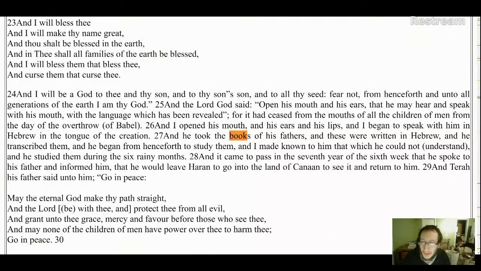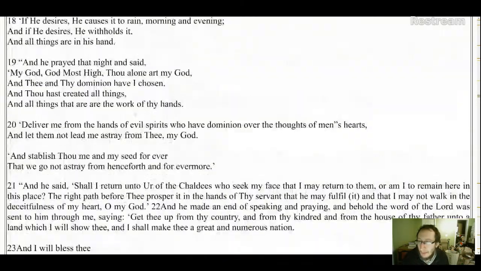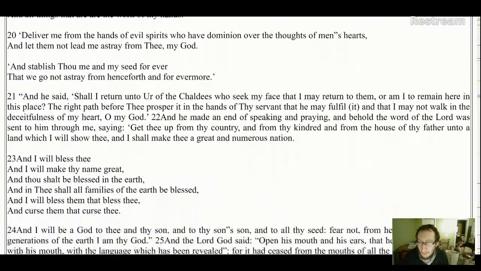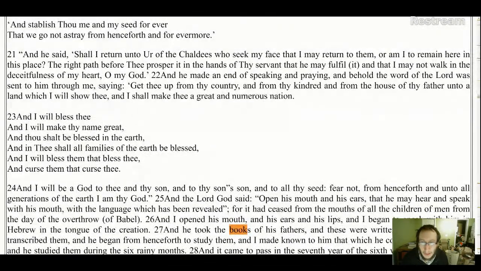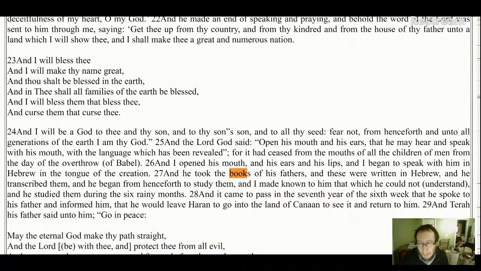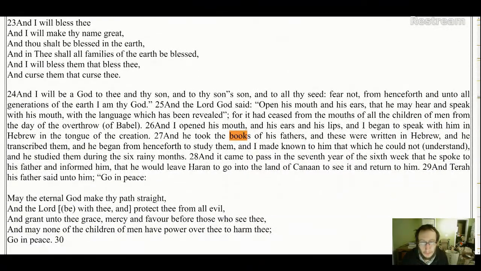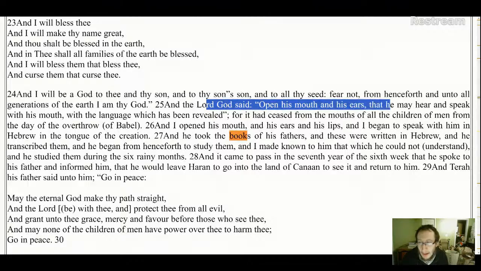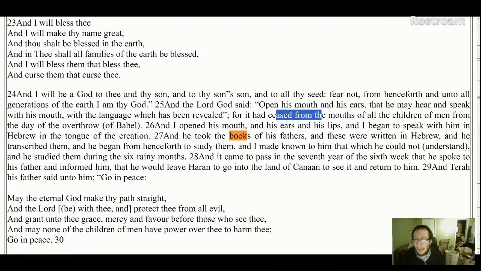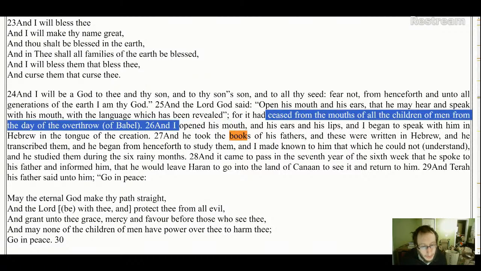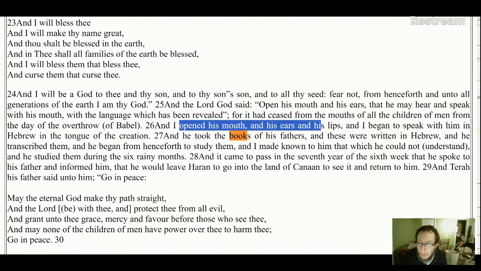Then we see Abraham. So Abraham prays to God, and then an angel comes, or God comes, and tells him that he'll be blessed. The Lord God said, open his mouth and his ears, that he may hear and speak with his mouth, with the language which has been revealed, for it had ceased from the mouths of all the children of men. So it says, and I opened his mouth and his ears and his lips, and I began to speak with him in the Hebrew, in the tongue of the creation.